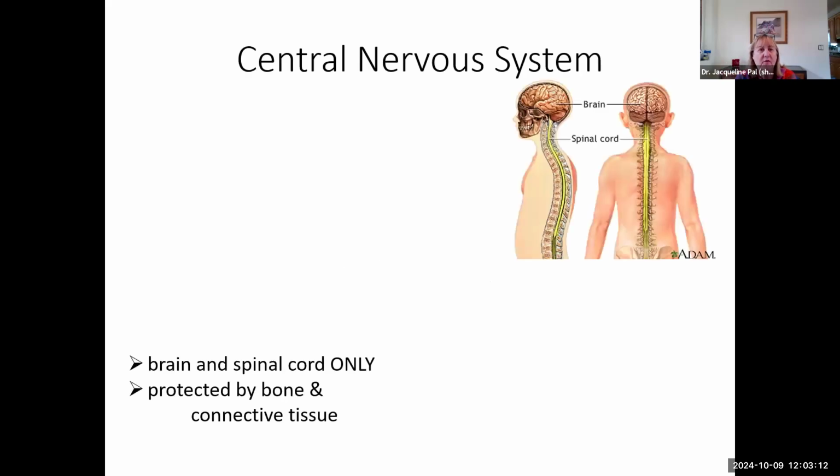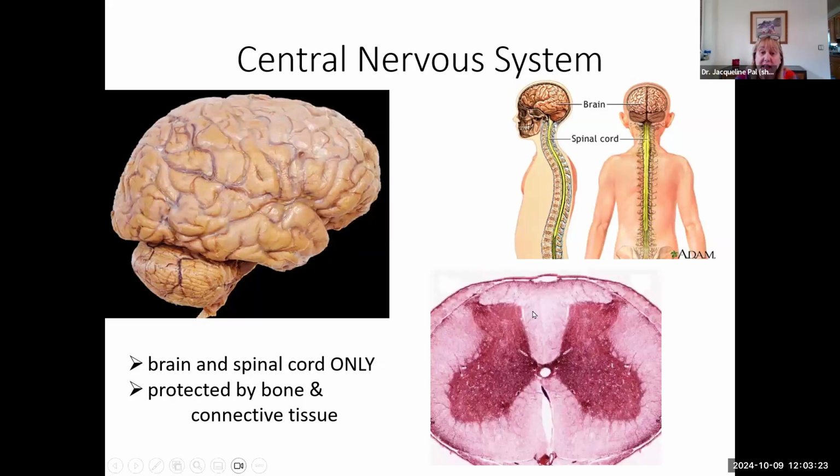So, in this overview, let's review that the central nervous system is just the brain and the spinal cord, both of which are protected by bone and connective tissue. So in the cross section of the spinal cord in the lower right, you can see that there is some connective tissue that surrounds it. And when you look at the brain up there in the upper left, you can see on the surface of the brain that we can still see blood vessels.